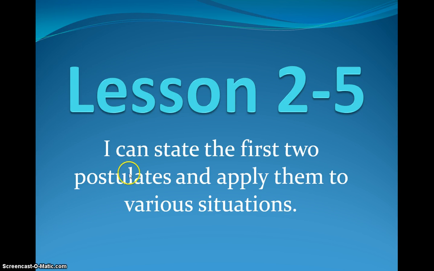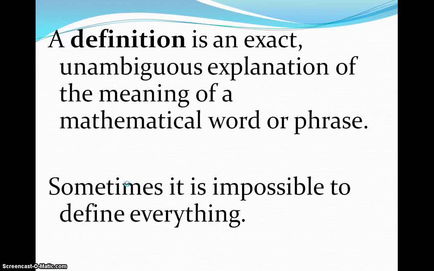Now before we get to what postulates actually are, it's going to help us to explore some different things that we've already explored before. So remember our definition of a definition: the exact, unambiguous explanation of the meaning of a mathematical word or phrase. If you think about our definition of a square, it says a square is a two-dimensional figure with four equal sides and four right angles. Definitions are important because then we're allowed to explore different situations with them. But sometimes it's impossible to define everything, and you'll find out in a second why that's true.